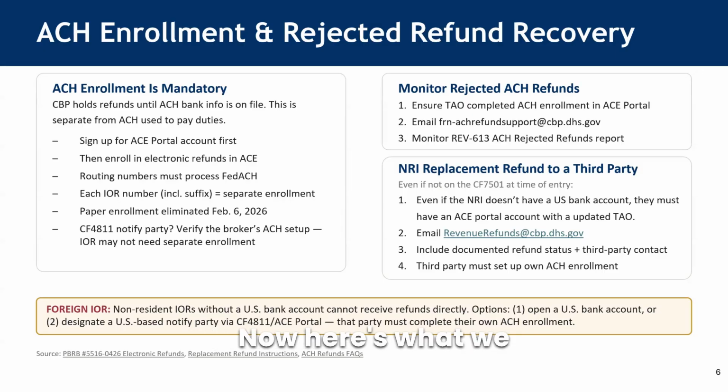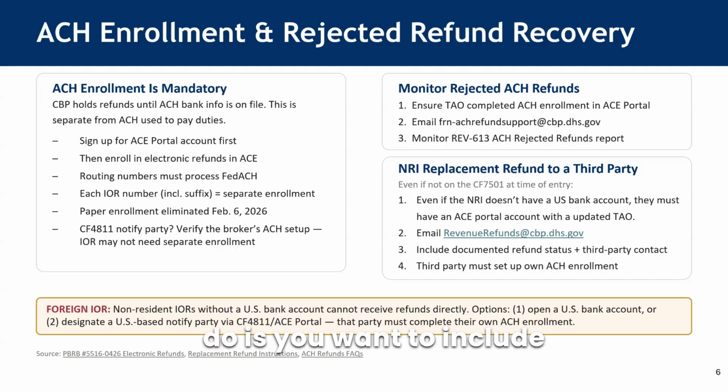So you still have to have an ACE portal with updated trade account owner information in order to facilitate your refund. Now, here's what we believe to be a workaround for NRIs, okay? And that is to say, if the trade account owner for the NRI has its information up to date in ACE and you make a CAPE filing, you don't have a US bank account, your refund's going to get rejected, and that's okay. Once it gets rejected, then you can email this email address, revenue refunds at CBP.